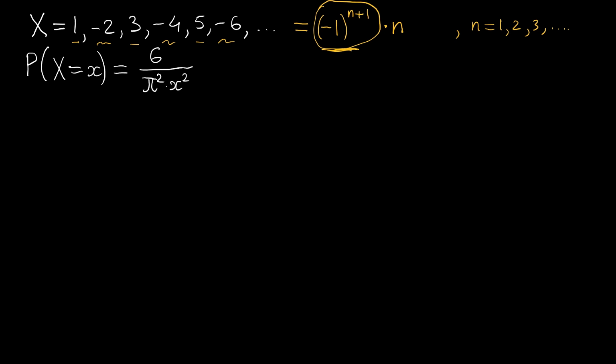And notice that this PMF can also be expressed in terms of n. So notice that x enters here as x squared, right? So these are the values we're squaring, but in squaring the sign doesn't matter, right? So we could alternatively write n squared there, right? Because n squared and x squared is going to give us the same thing.